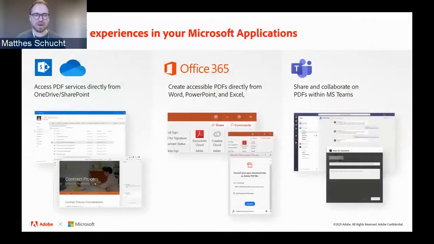With the integration in Microsoft applications, as I mentioned before, we have different ways of working with them, or different categories. Of course, we can access PDF services directly from OneDrive and SharePoint. This means we can directly inside of SharePoint or OneDrive combine files, organize files, convert files. We can create accessible PDFs directly from Word, PowerPoint, and Excel. And especially, this is something we want to have a look at today.